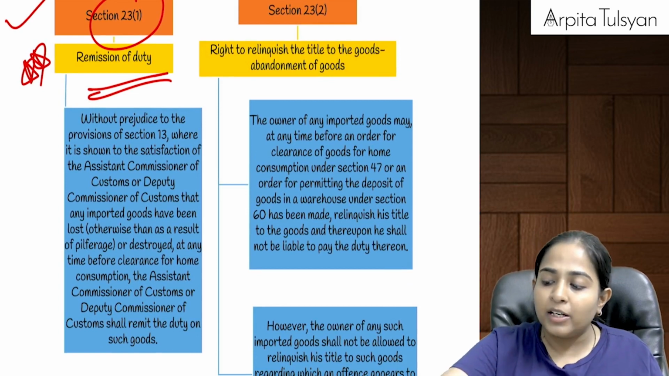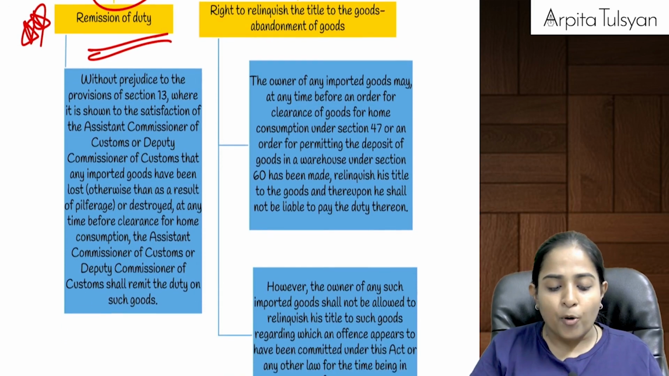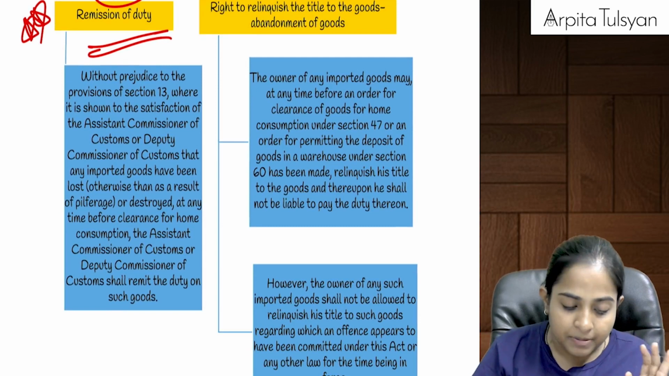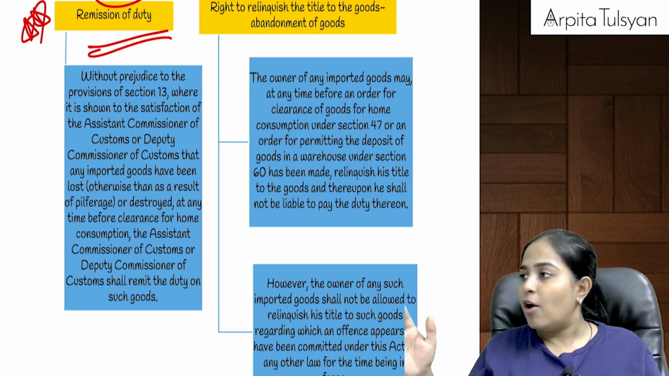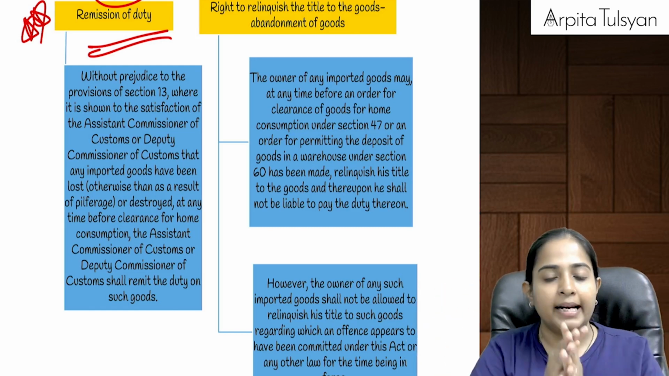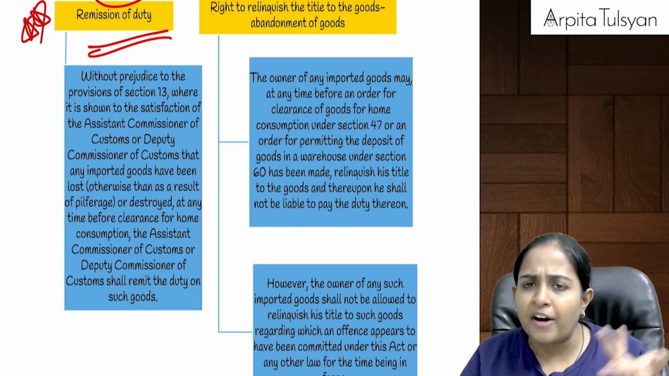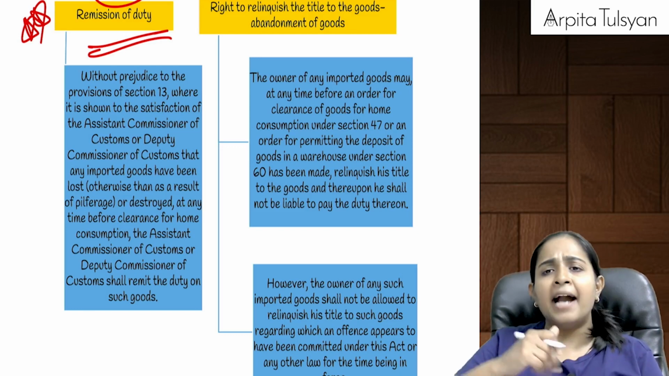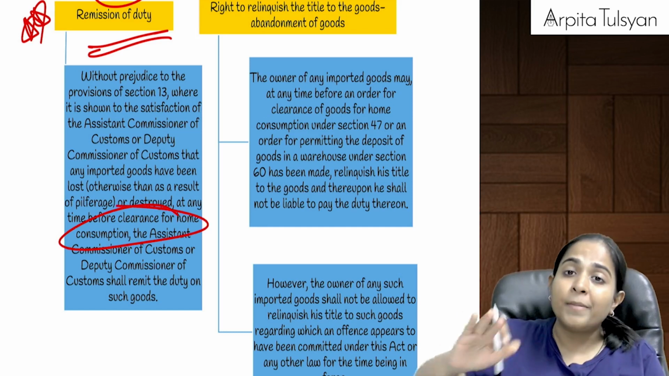What is being told in section number 23(1) is that if you prove before the AC or DC of the customs that any imported goods have been lost, meaning it is not at all recoverable, it is lost or destroyed, maybe because of flood, fire, etc., or any other reason, at any time before clearance for home consumption.